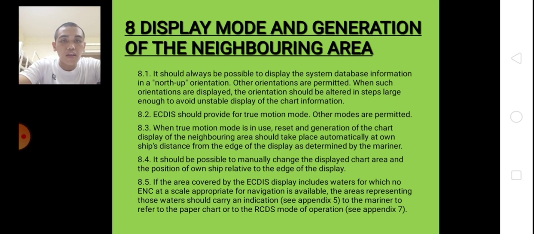Next is 8.5. If the area covered by the ECDIS display includes waters for which no ENC at a scale appropriate for navigation is available, the areas representing those waters should carry an indication, which is seen in the appendix 5, to the mariner to refer to the paper chart or to the RCDS mode of operation, which can be seen in the appendix 7.